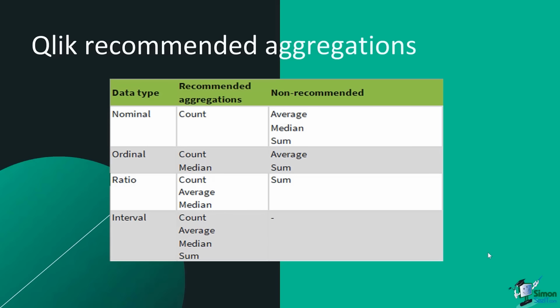Here's a table of Qlik recommended aggregations for each data type. These recommendations should not be considered absolute, and you should always take into consideration the output that is suitable for your data set. For nominal data, it is best to use count and avoid average, median, and sum. With ordinal data, you can use either count or median, but stay away from average and sum. For numerical data that are ratio, you can use count, average, and median. Lastly, for interval data, you can use count, average, median, and sum.